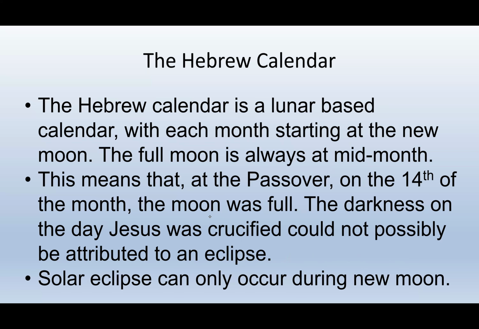The Hebrew calendar is a lunar-based calendar with each month starting at the new moon. The full moon is always at mid-month. This means that at Passover on the 14th of the month, the moon was full. The darkness on the day Jesus was crucified could not possibly have been attributed to an eclipse, because solar eclipses can only occur during a new moon.